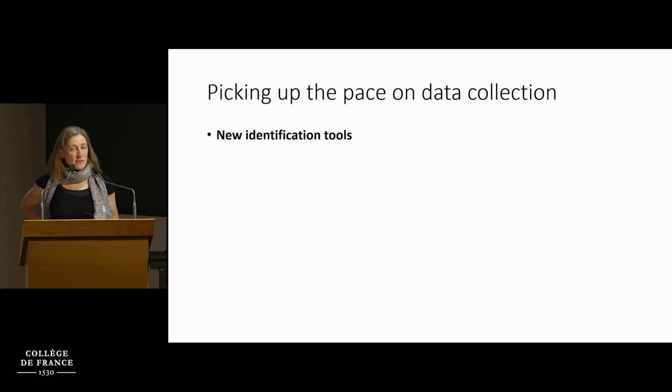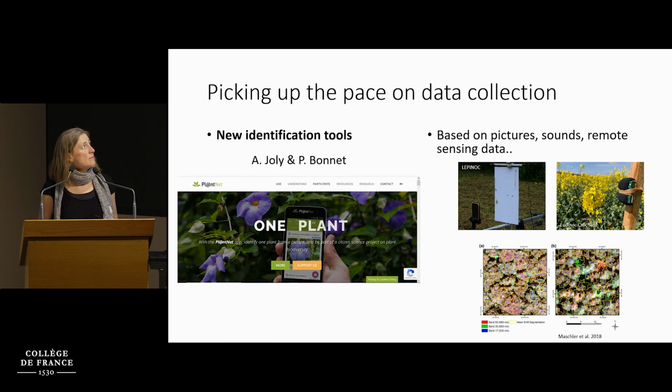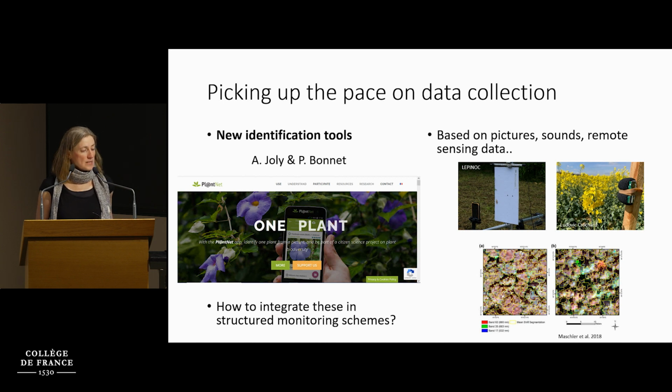Finally, we also need to pick up the pace on data collection in a context where the naturalist expertise may be limited, particularly for the groups of pollinators, which is highly diverse. So this can be done in a variety of ways, but in particular thanks to new identification tools, which are based on machine learning approaches and automatic identification on the basis of either sounds, for example, for pollinators, or more broadly on pictures, remote sensing data, and so on. And so there are many initiatives developing in this direction today, and we will hear about one of them, PlantNet, with the presentation of Pierre Bonnet and Alexis Joly. I'm sure most of you know PlantNet, maybe even outside of France. And one important question with this tool is how and whether we can incorporate them in structured monitoring schemes.